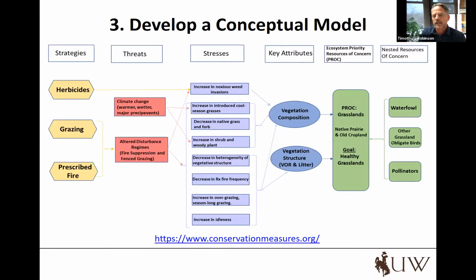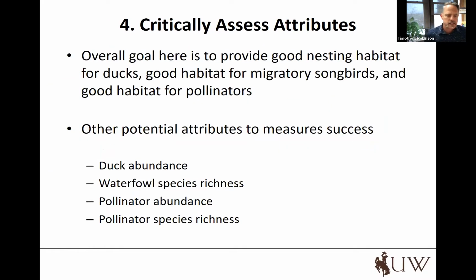So if you look back at the concept model, under the key attributes, one of those blue ovals might be duck abundance or pollinator species richness. And what I mean by critically assessing these attributes is that it may be really infeasible when you think about the resources required to actually get at these measures.